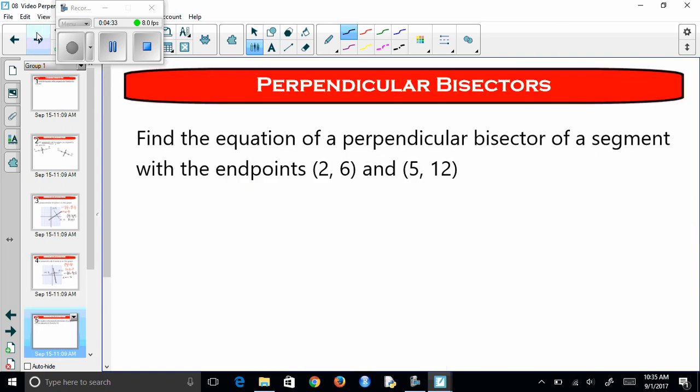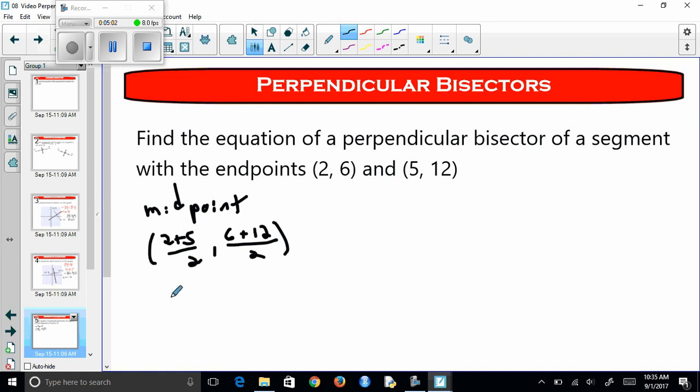All right. Now we need to find the equation of a perpendicular bisector. We don't even have a picture of it. We just have to write the equation. All right. So now we're going to do the same process where I find the midpoint first. The midpoint, we can do that without looking at it. We have 2 plus 5 over 2, 6 plus 12 divided by 2. So 7 over 2 is 3.5. That's 18 over 2, which is 9. I have my midpoint figured out.